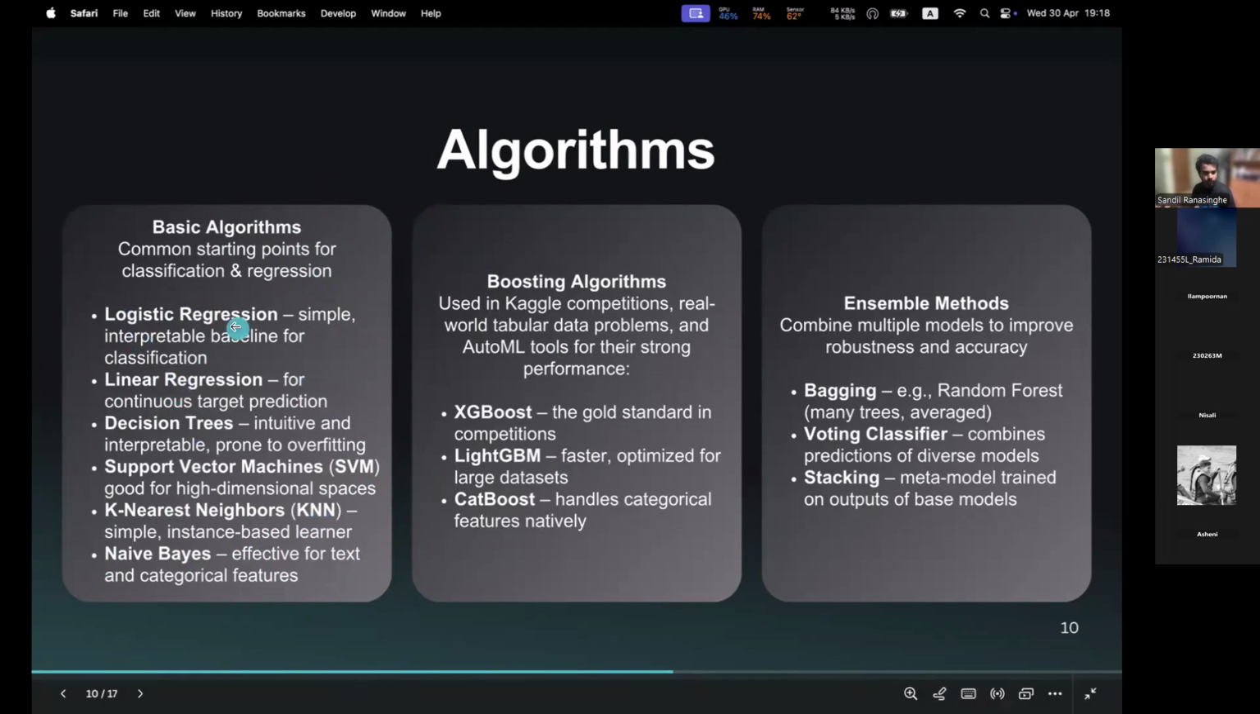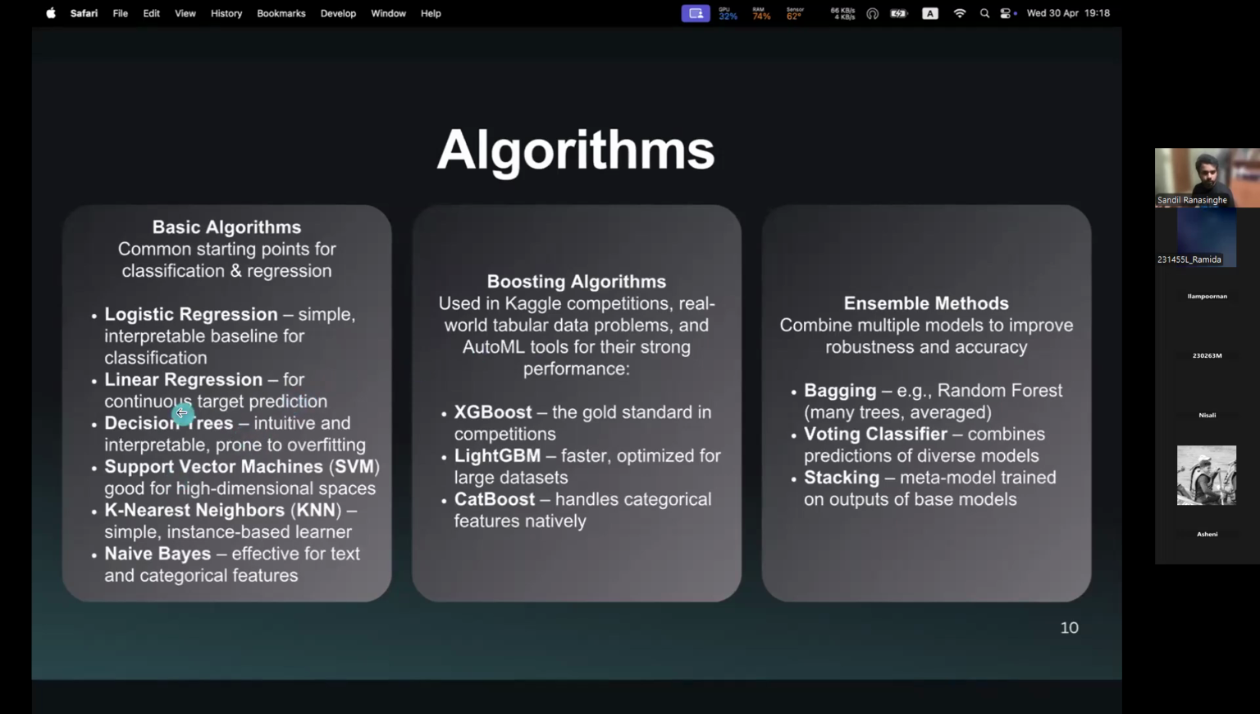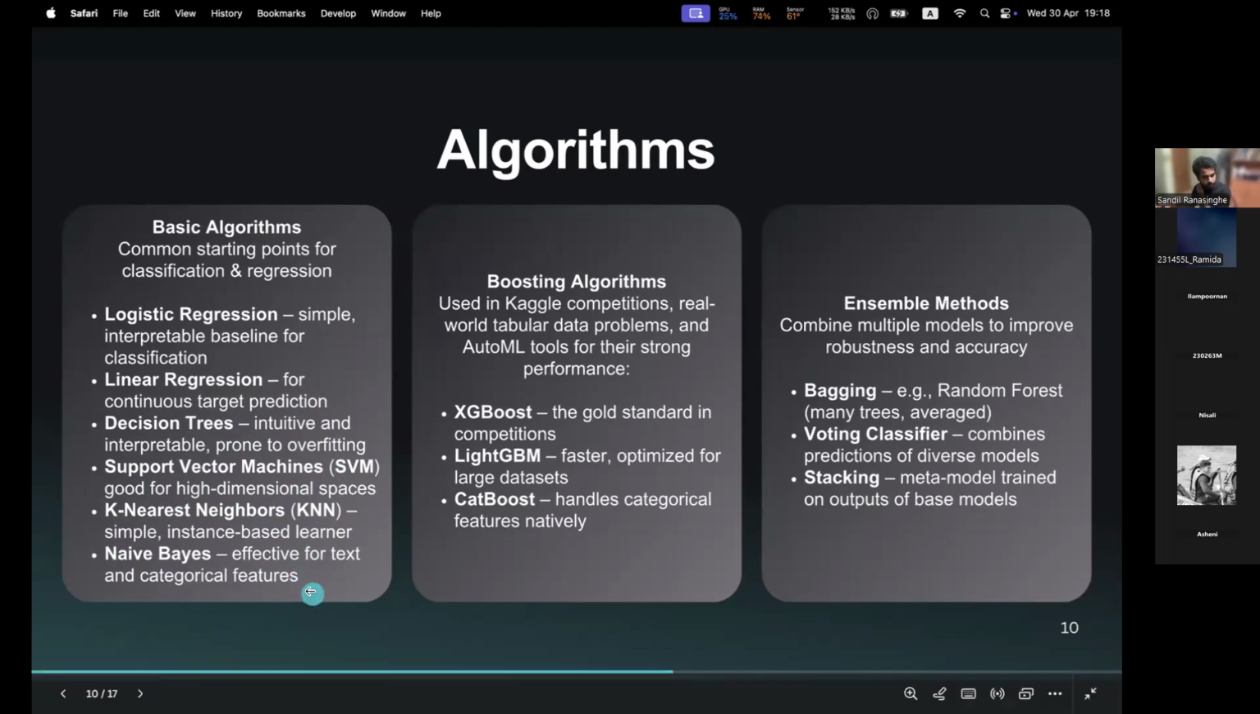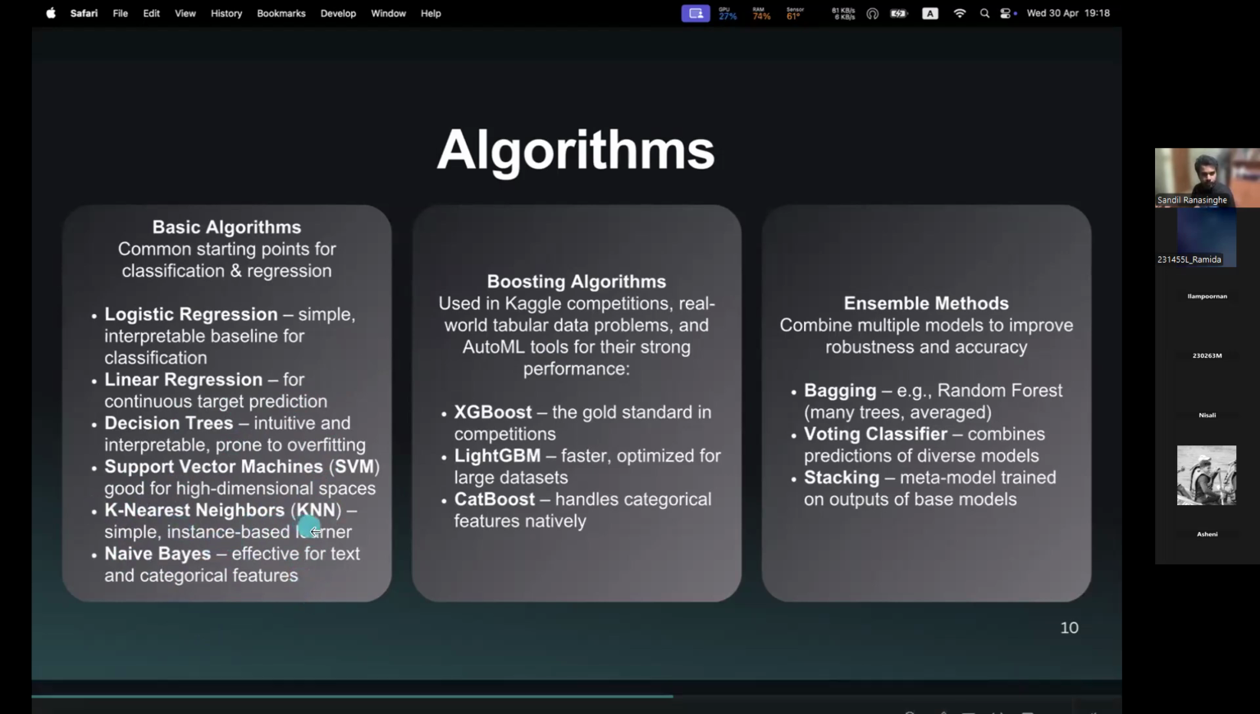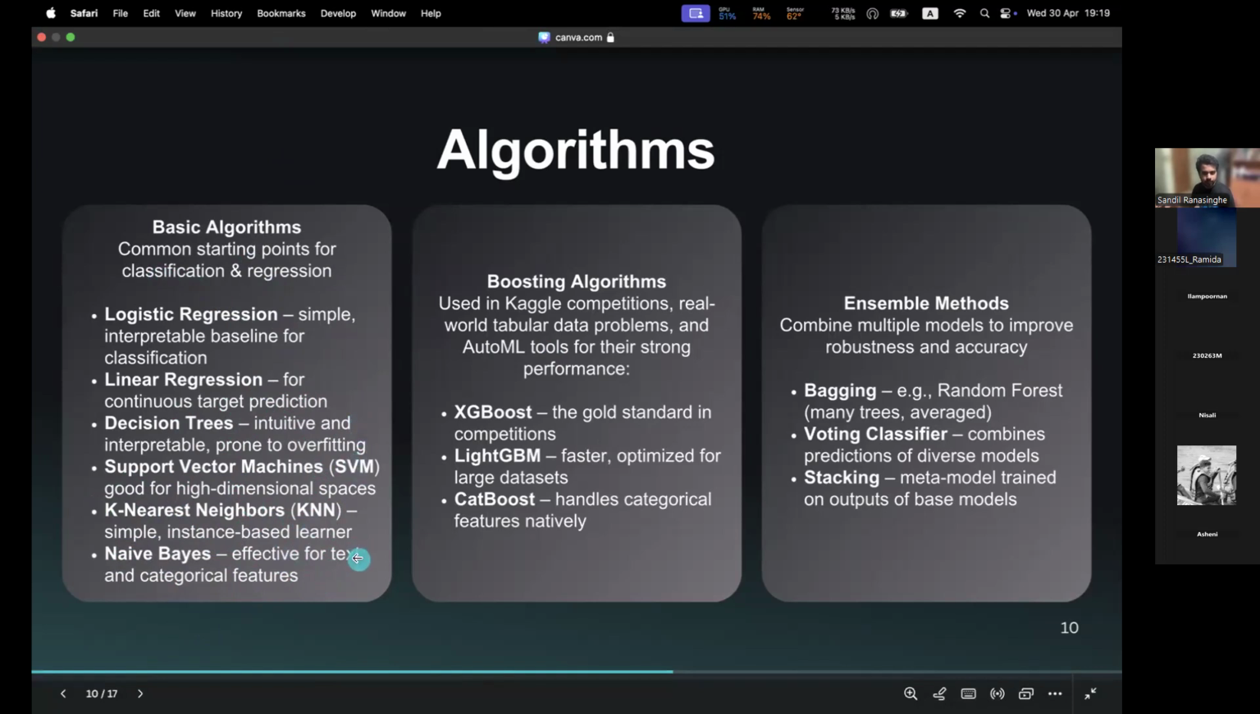So these are some of the common ones: logistic regression, linear regression, very good starting points. Decision trees, typically you wouldn't use decision trees by themselves. What you would do is use random forest, and then support vector machines actually in several situations are giving very good results, and naive bayes, especially if you have text or categorical features. And k-nearest neighbors is particularly helpful, especially if you're clustering. But for classification and regression also it can be useful depending on the data.